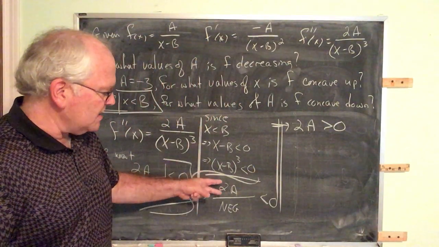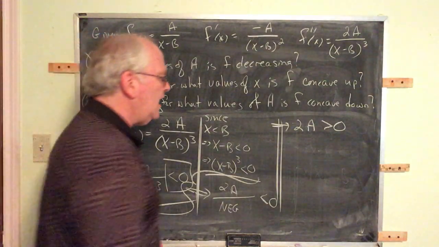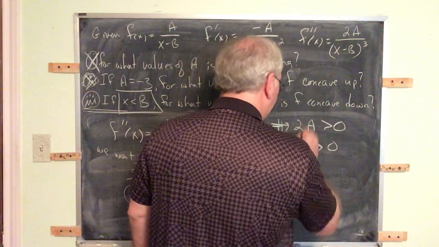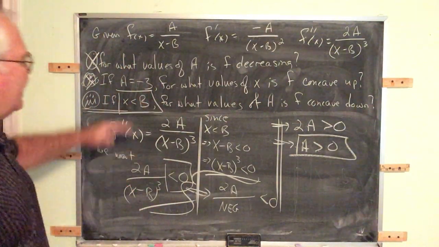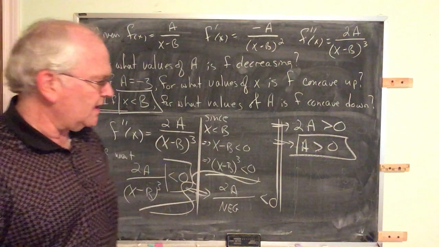So that this is a positive, this is a negative. When you divide them, the answer is negative. That's less than 0. And from this, we divide both sides by 2, a greater than 0. So for what values of a is f concave down? If x is less than b, the values of a are a greater than 0.